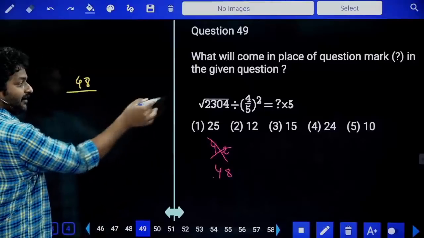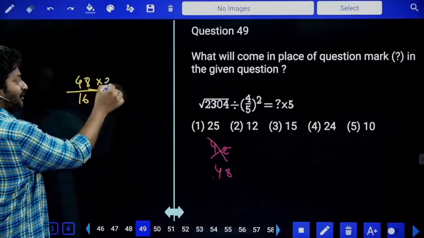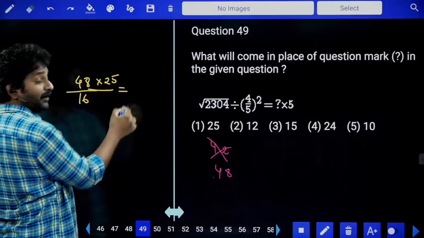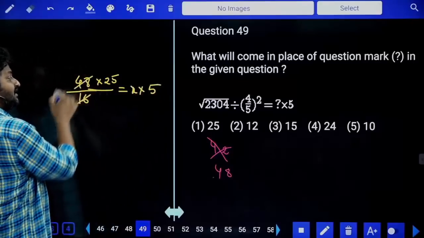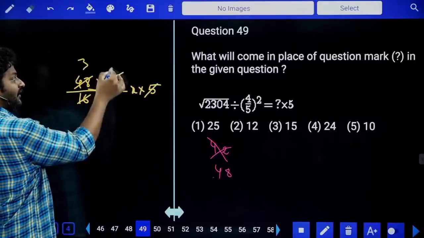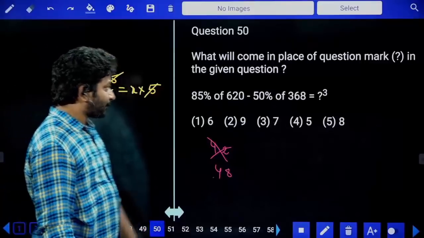48 divided by 4 square, that is 16, by 5 square. In the denominator, 25 comes to the left hand side, numerator. And right hand side we have x into 5. 16 3 times, 5 5 times, 3 into 5, 15. Third option is our final answer.